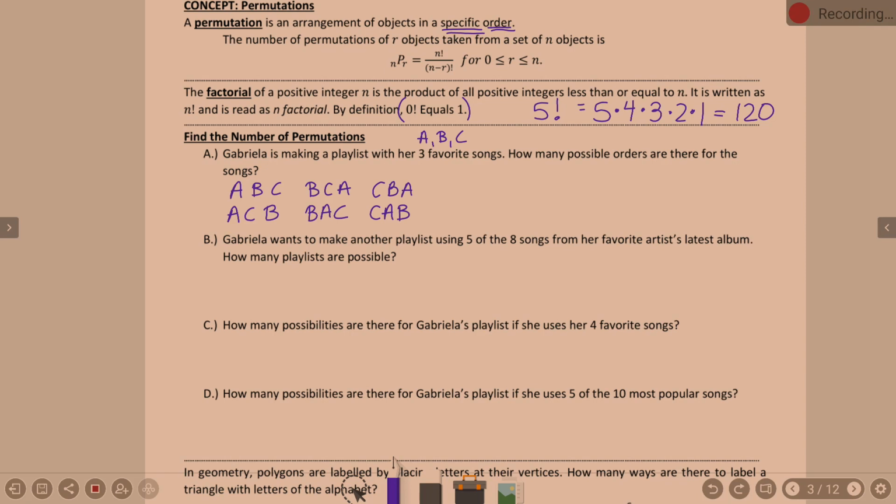How many things are we trying to order? 3. So, how many blanks am I filling? 3. How many choices does Gabriella have for her first song? She has all 3 choices, or all 3 songs. How many choices does Gabriella have for her second song?